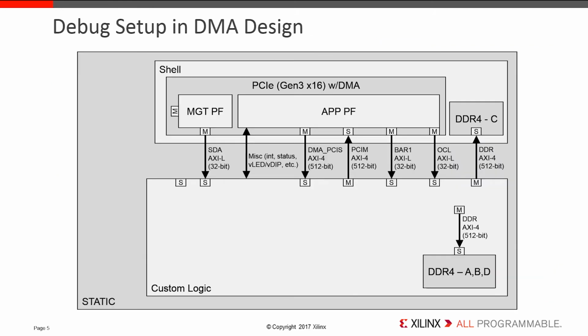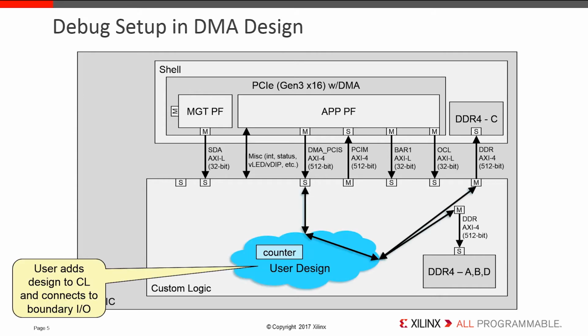For the purposes of this video, we have modified the Amazon DMA example design. This design reads in data from the DMA and writes it to the DDR memory in the custom logic space, and it ensures that the data copied is correct and matches the data that was supplied earlier.